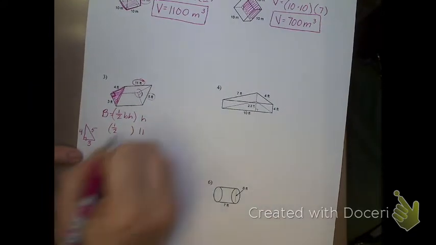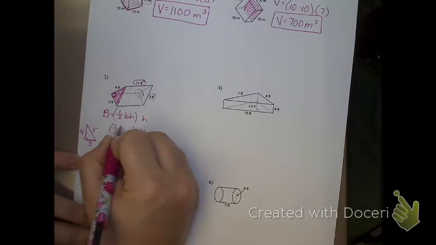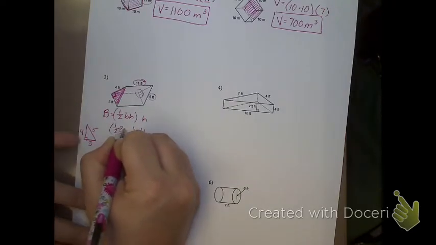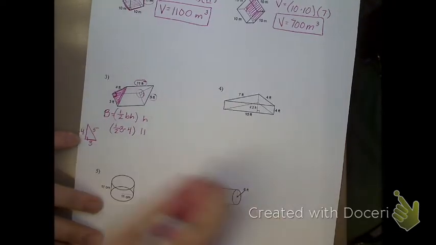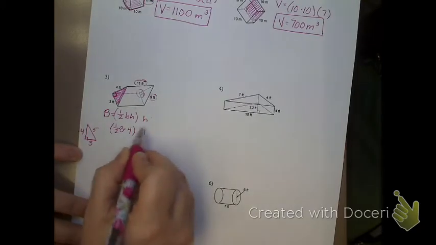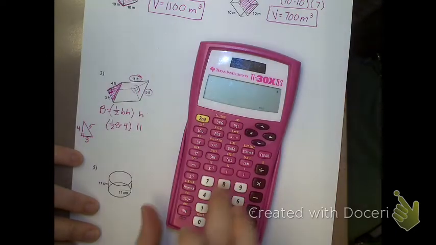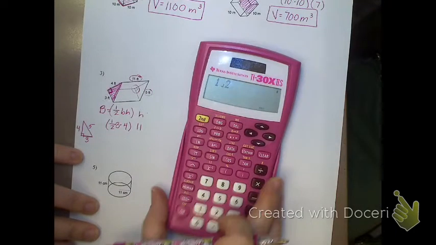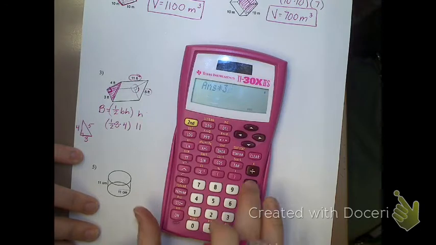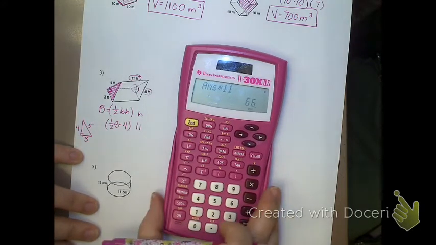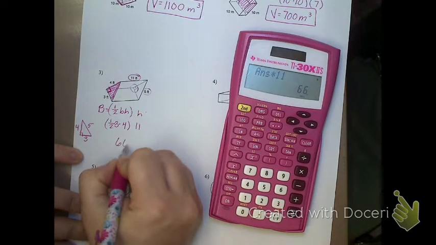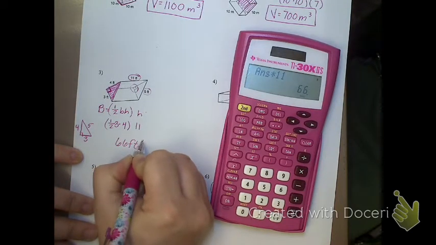I'm going to do 1/2 of the base, which would be 3, times the height, which is 4. Multiply all that together times the height of the actual prism, and I will have my answer. So 1/2 times 3 times 4 times 11 gives me 66 feet to the 3rd power.